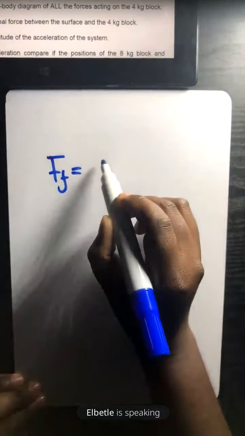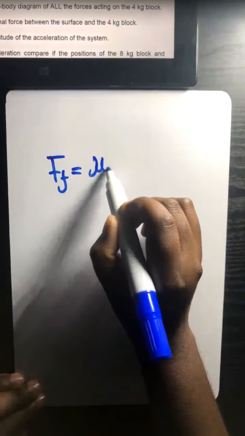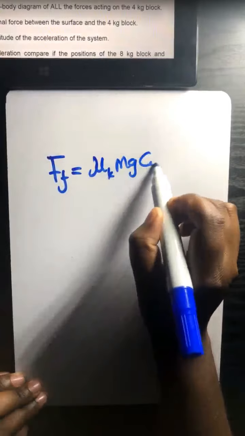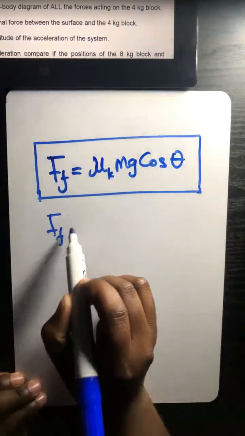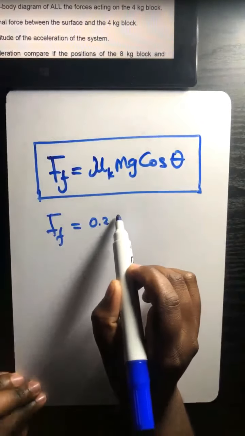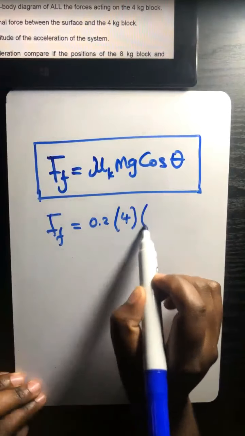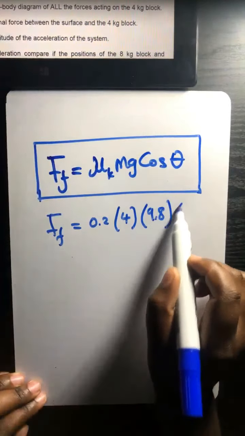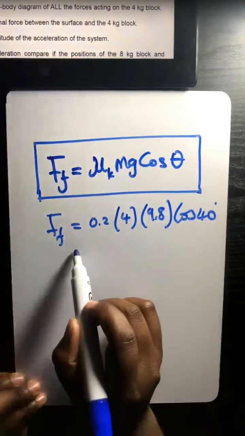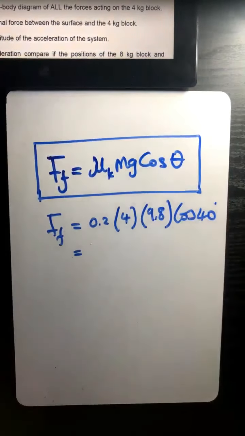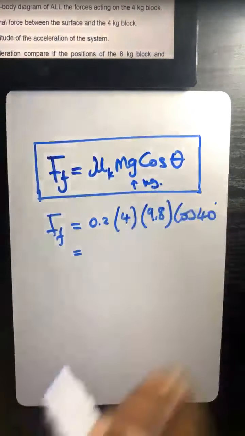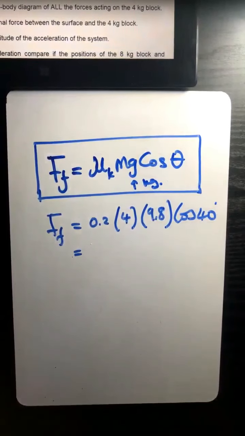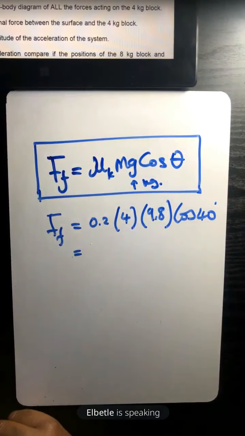Yes, sir. Okay, so let's say F_f is actually μ mg cos of angle. So let's say this is the general formula. It all depends on what we have. So we do have this thing which is 0.2. We have 4 kg. We have 9.8. We have cos of 40 degrees. So whatever that we get is the frictional force. And most importantly, LB, make sure that your mass is always in kilograms. Yes. Just make sure of that. So what is that?